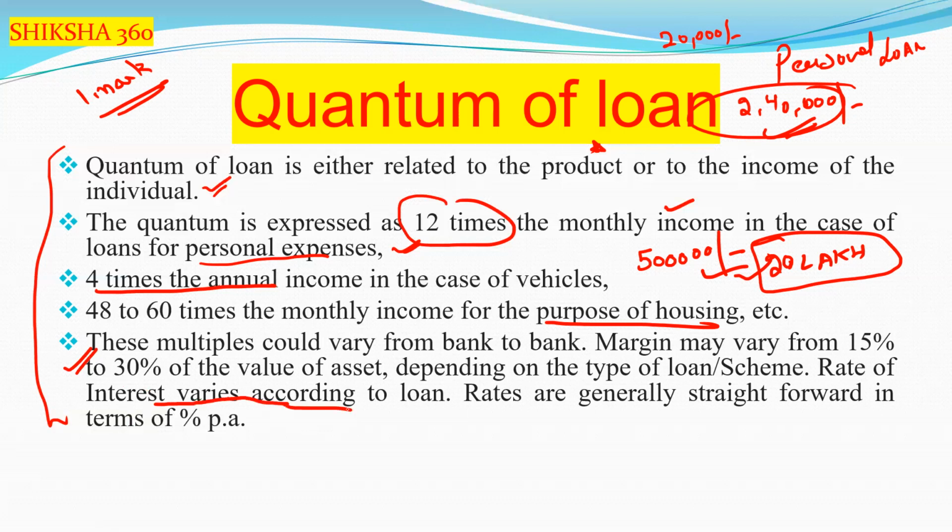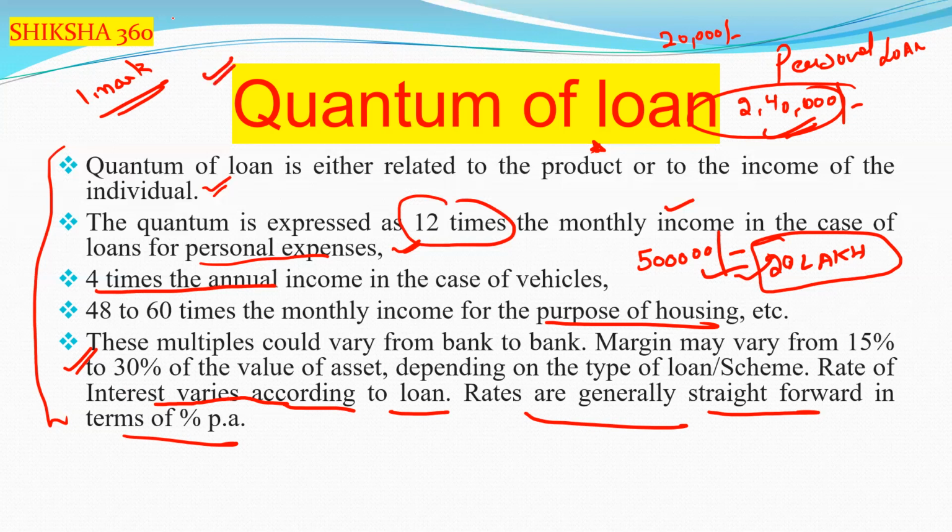Rate of interest also varies according to the loan. Rates are generally straightforward, given in terms of percentage per annum. So this is the quantum of loan.